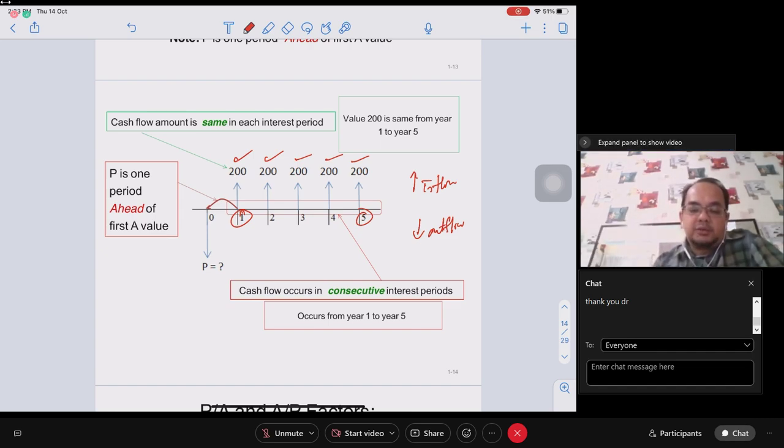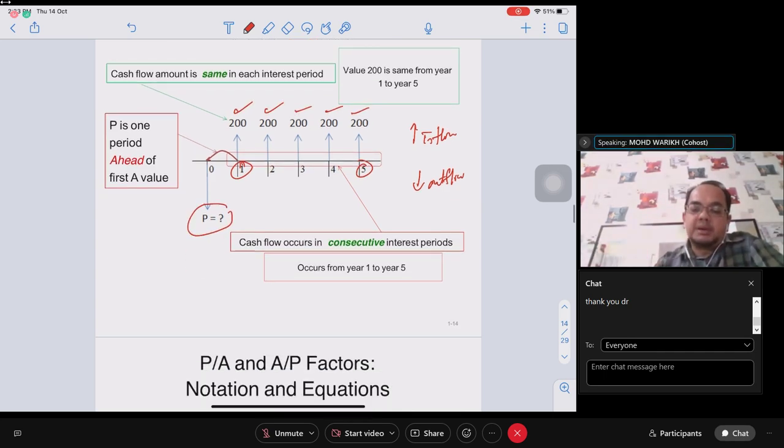This one you have to find P. This one is present. The number of periods is 5.